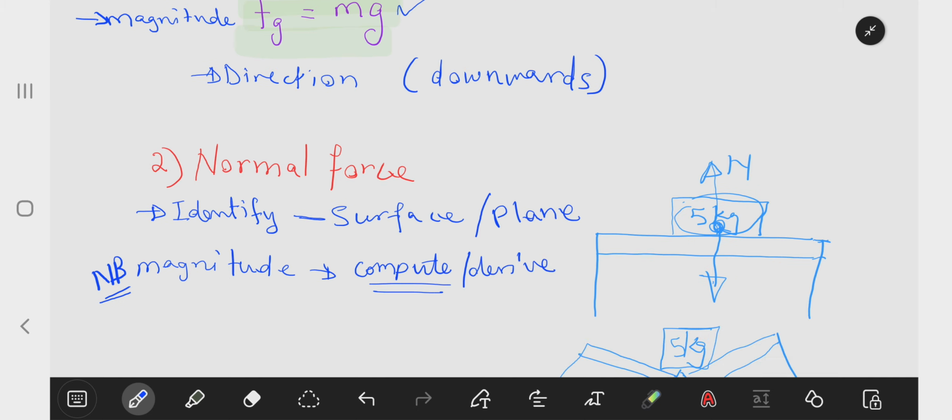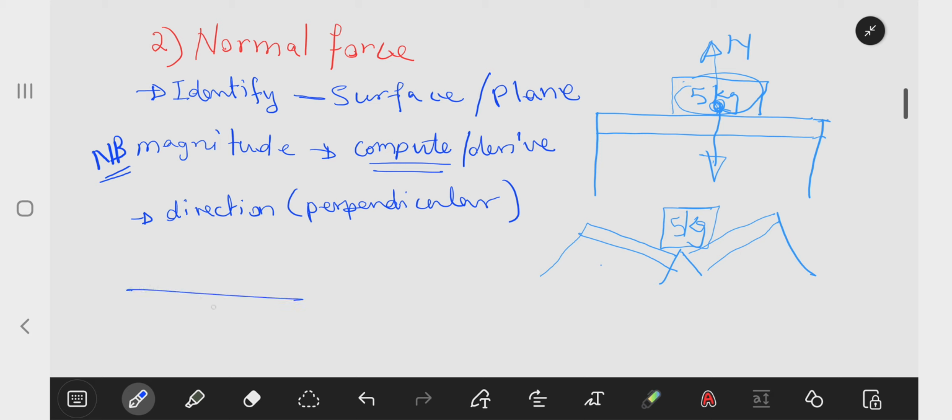Okay, and then in terms of the direction, where does normal force act? Your normal force is always perpendicular to the surface, meaning that if you have a straight surface like that, then your normal force will act perpendicular to the surface. So there should be 90 degrees between your surface and your normal force.